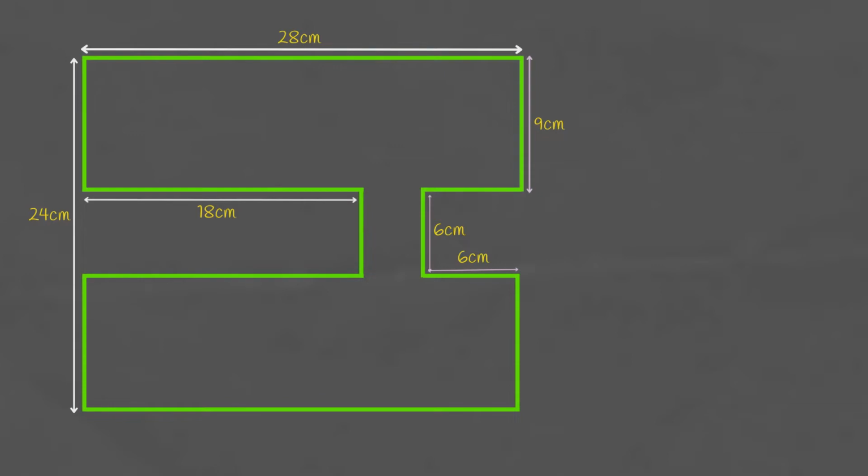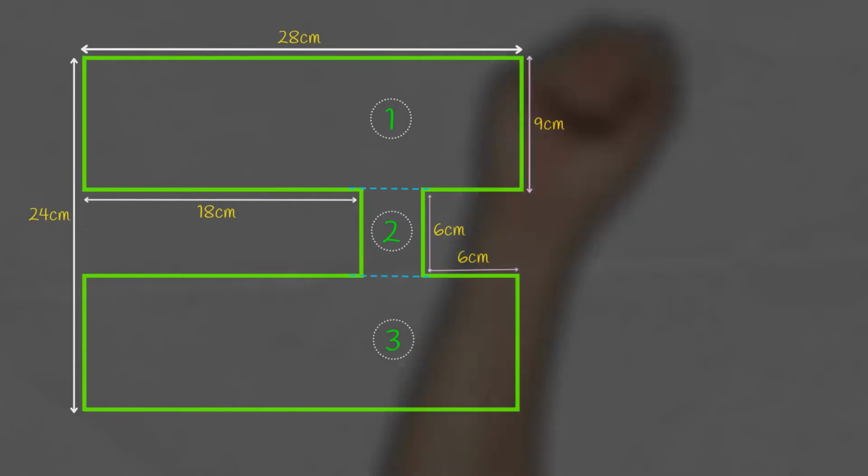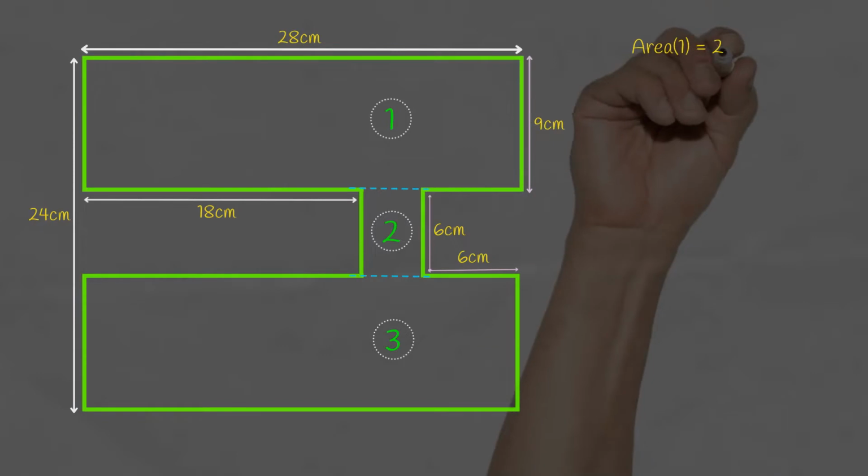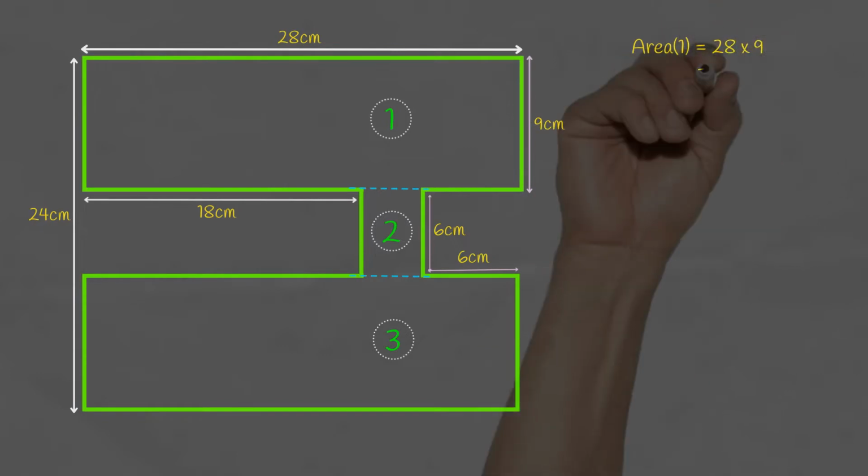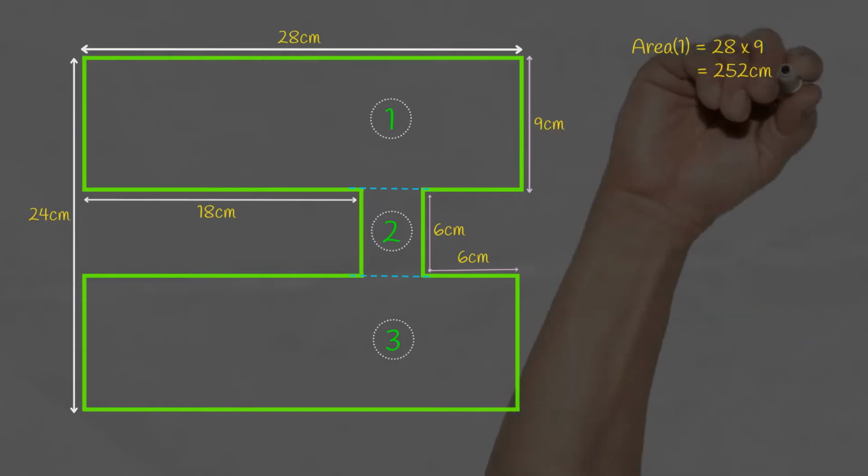Well, again, we split the shape into rectangles, but if we split it here and here, this time we get three different rectangles. We can work out the area of the first rectangle straight away because we already have the length and width. So the area of the first rectangle is 28 times 9, which is 252 centimetres squared.